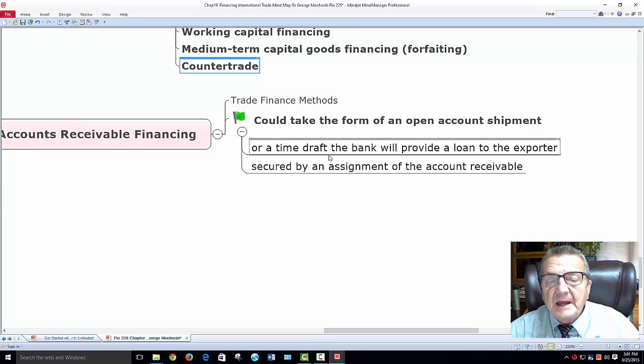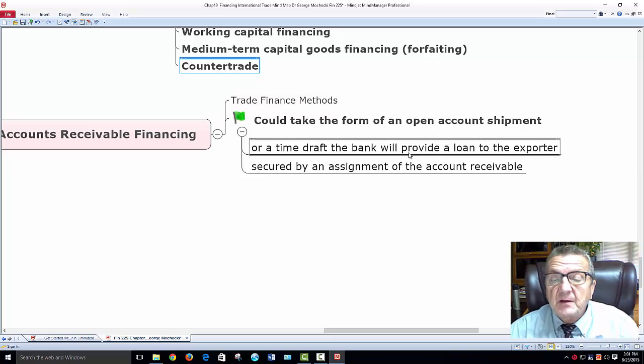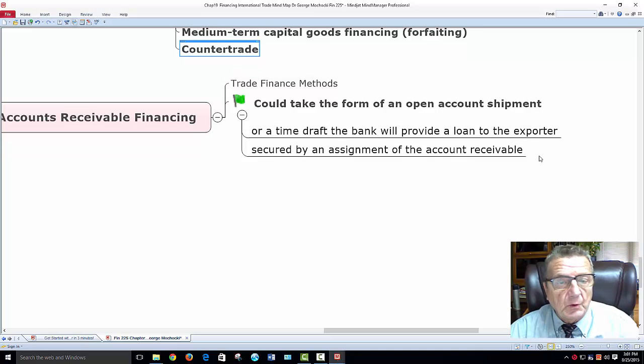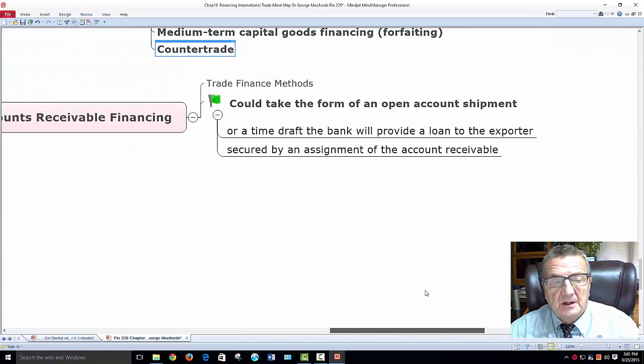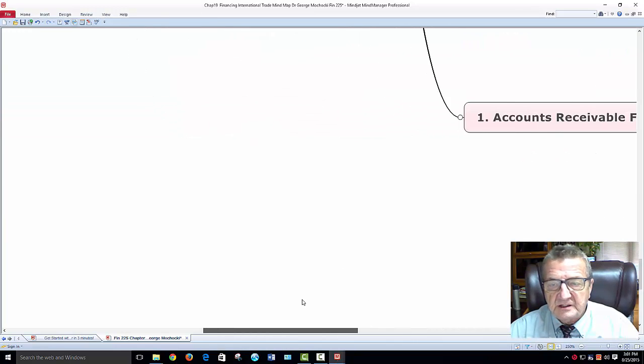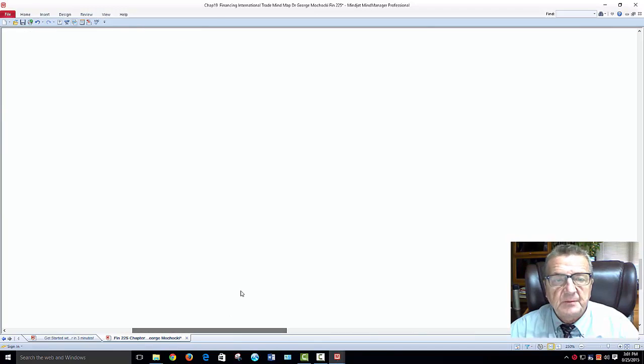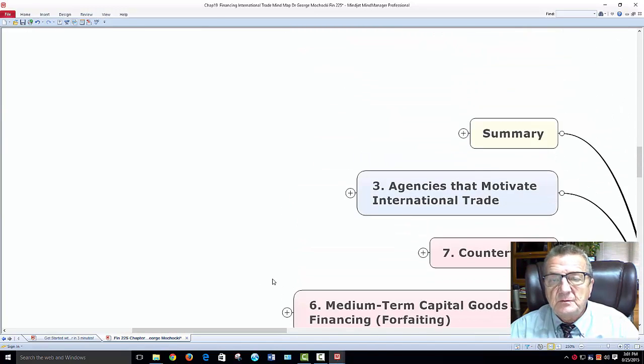Okay, or a time draft. Take a form of an open account shipment or a time draft. The bank will provide a loan to the exporter, secured by assignment of the account receivable. It's just account receivable. All right, so I'm just giving them a time draft, basically like writing a check against my accounts receivable. Okay, so let's go. Let's see. We have this one. I'm going to slip over here. Oh, we're not doing too bad.